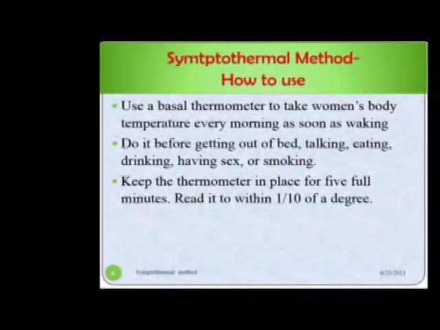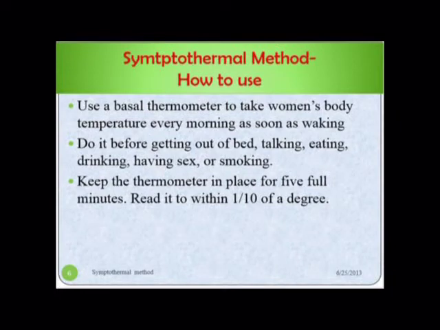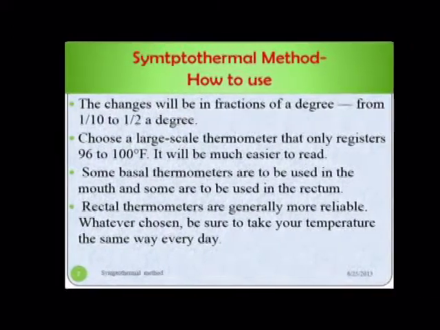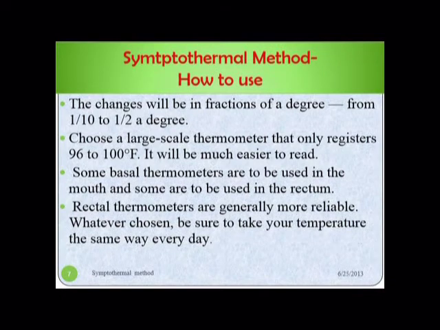Now we'll learn how to use the method. Use a basal thermometer to take the woman's body temperature every morning as soon as waking. Do it before getting out of bed, talking, eating, drinking, having sex, or smoking. Keep the thermometer in place for 5 full minutes. Read it to within 1/10 of a degree. The changes will be in fractions of a degree, from 1/10 to 1/2 a degree.